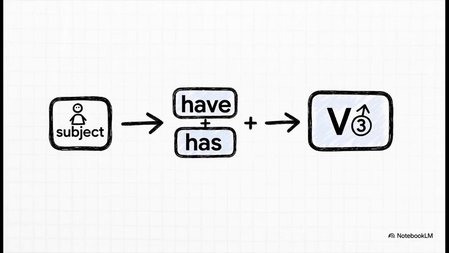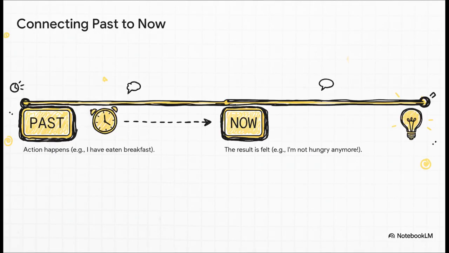And the formula to build it? Super simple. You just take your subject, add have or has, and then pop in the past participle of the verb, what a lot of us probably learned as the third form of the verb back in school. Okay, check this out. This timeline makes it so clear. Let's say that in the past, I ate breakfast. So, using our tense, I'd say, I have eaten breakfast. That happened earlier. But what's its impact on now? Well, I'm not hungry anymore. See? That past action has a very real, very direct relevance to my current situation.